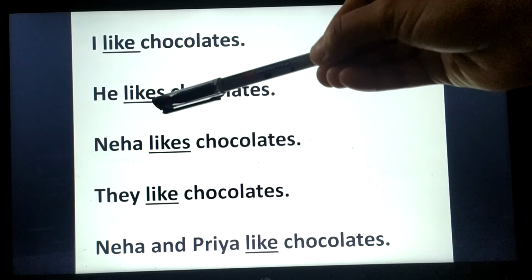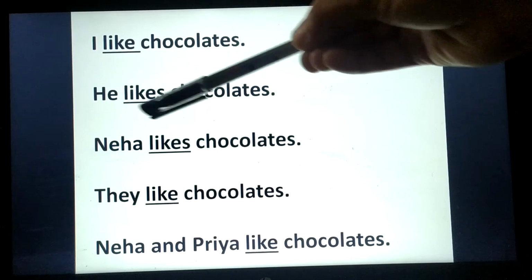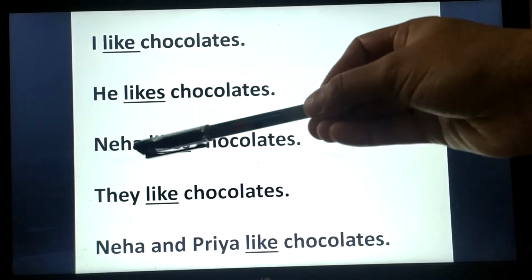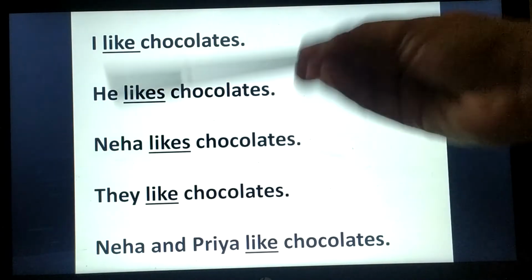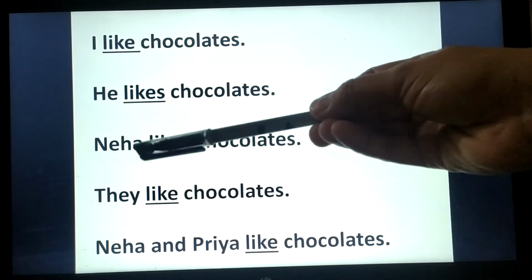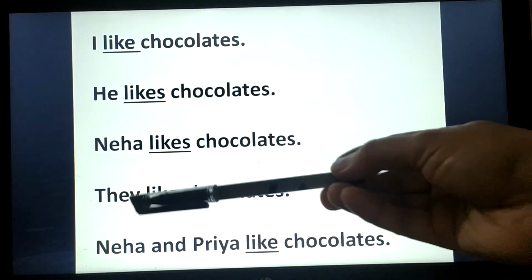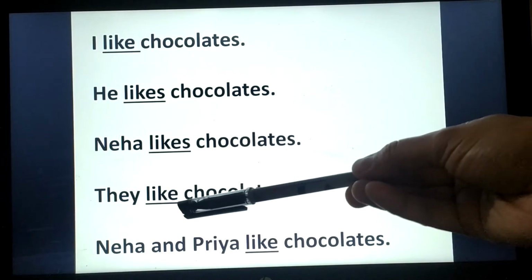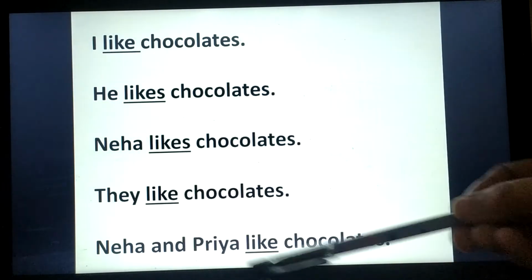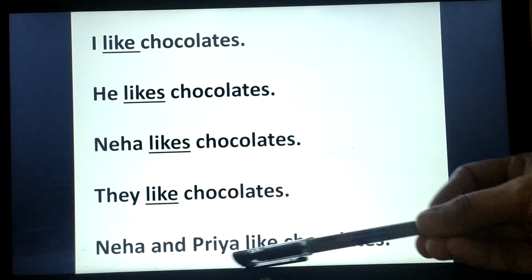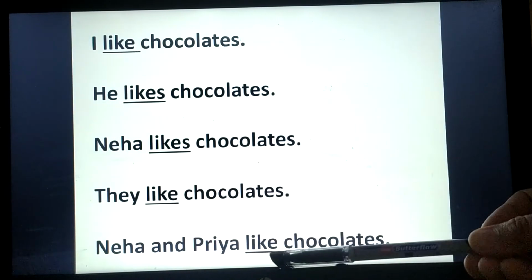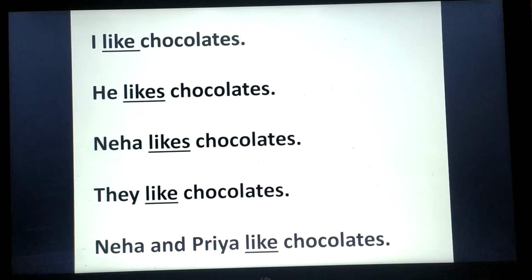If it is he, I have used s with the verb. And if it is a single or singular person, Neha, I have used s along with the verb. But in case of plural, I have not used s along with the verb. Here you can see I have mentioned two girls, Neha and Priya. So I have not used s along with the verb. So that was all about present simple.